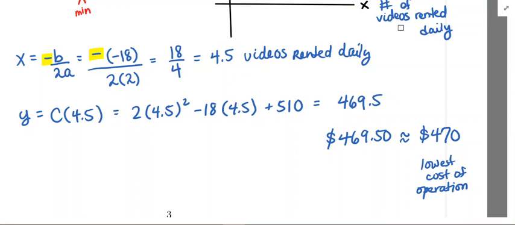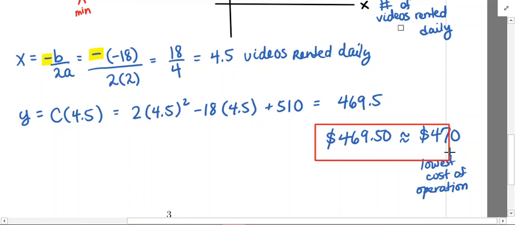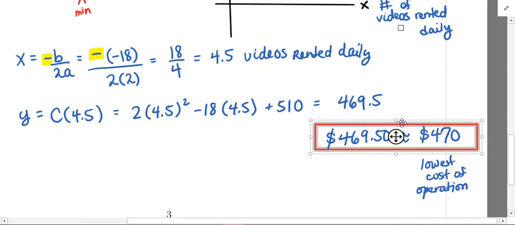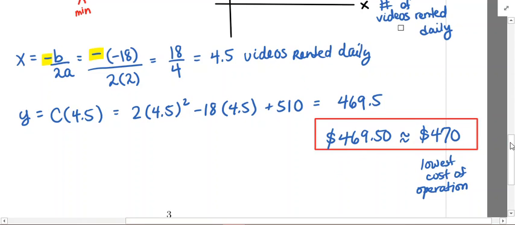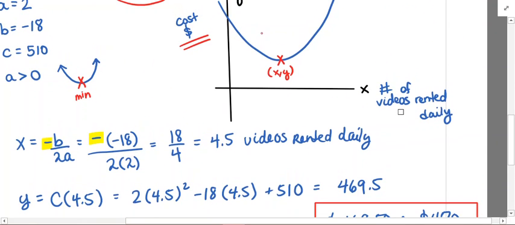So here you go. This is the answer. Let me box that for you. If you look back at the picture, this vertex has, as an ordered pair, 4.5, saying that the owner needs to rent out an average of 4.5 videos per day to achieve a minimum cost of $469.50, and that's a daily cost. So that's approximately $470. And that is how you do this particular problem.